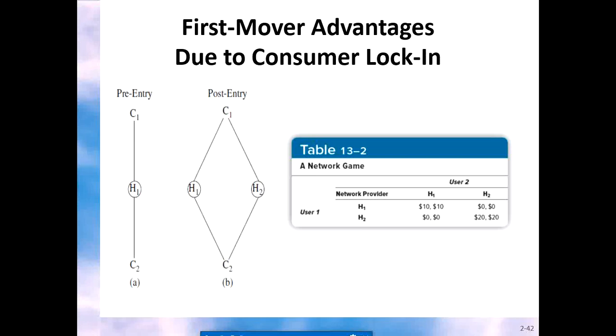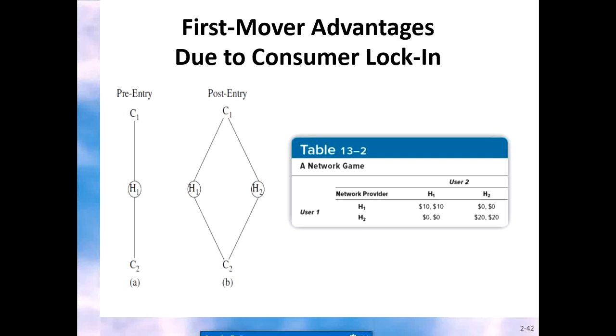In this figure, the two networks are exclusive. This means that both consumers must subscribe to the same network for the services of that network to be useful. You cannot have C1 subscribe to H1 and C2 subscribe to H2. They cannot make the connection. If user 1 goes to H1 and user 2 goes to H2, then both of them get 0, 0. If user 1 goes to H2 and user 2 goes to H1, they also get 0, 0 of benefit.